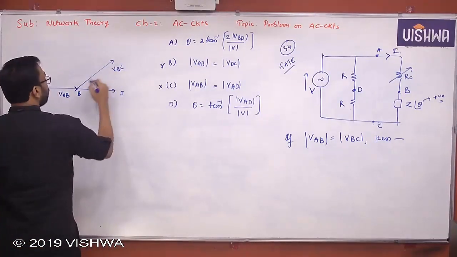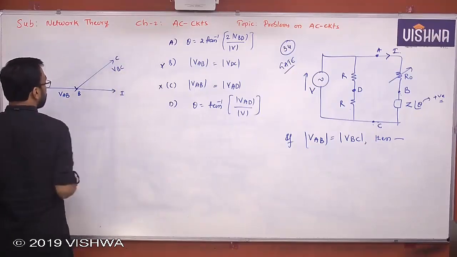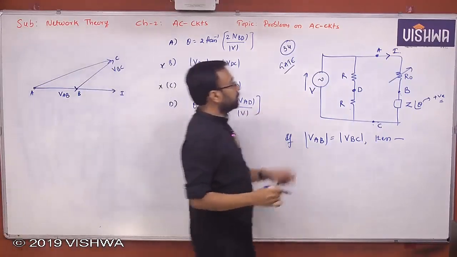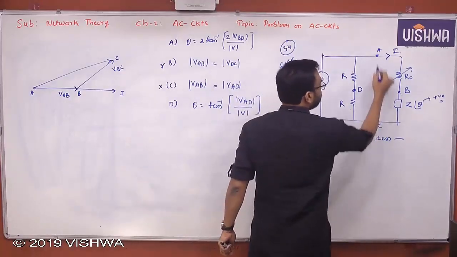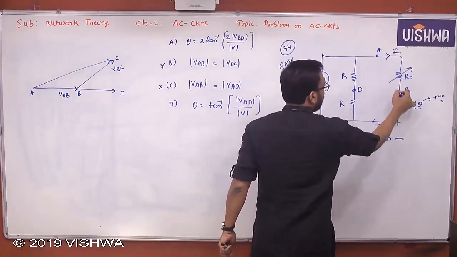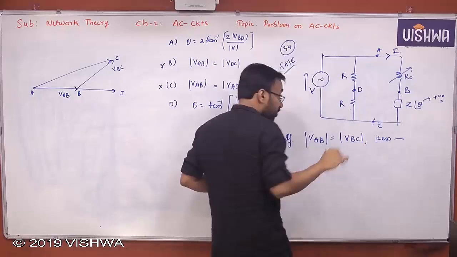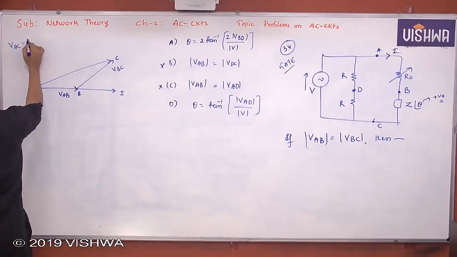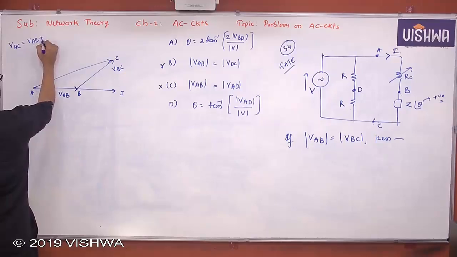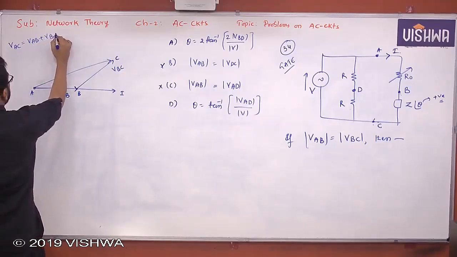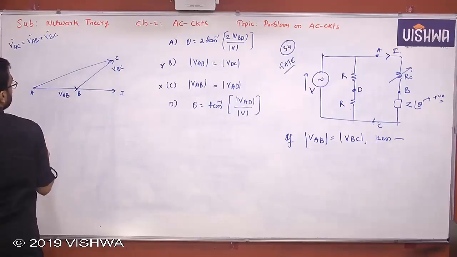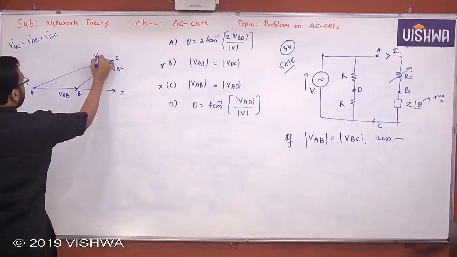VBC. That means if this is B, this is going to be C. Then this total voltage is going to be V, yes or no? VAC. VAC is nothing but VAB plus VBC, phasor addition. VAC is equal to VAB plus VBC. Yes or no? Phasor addition. So this is nothing but VAC. We can say VAC. Okay.